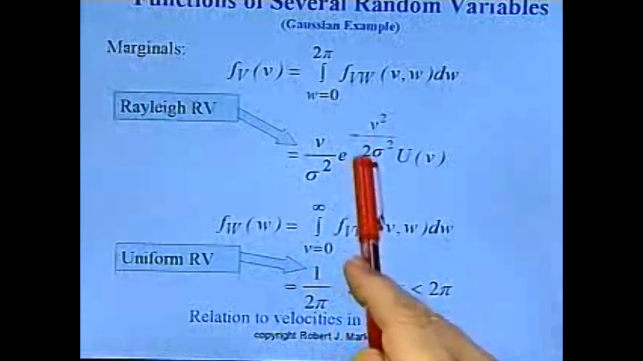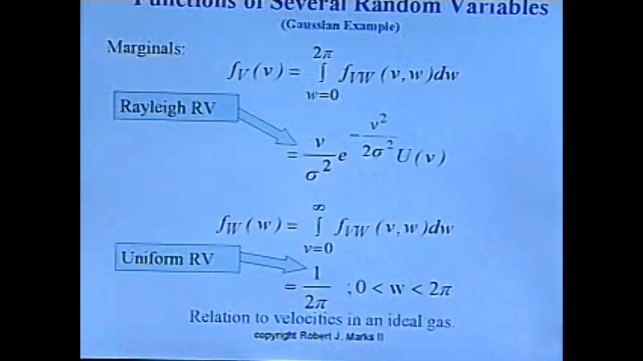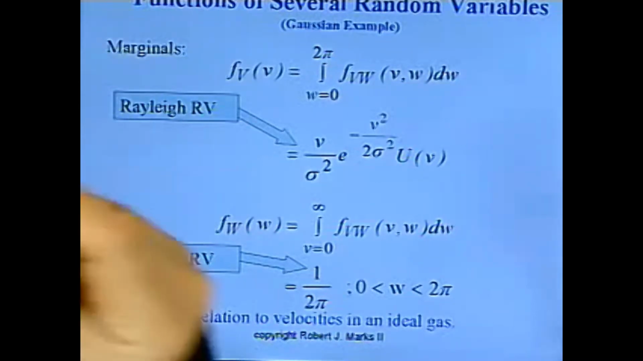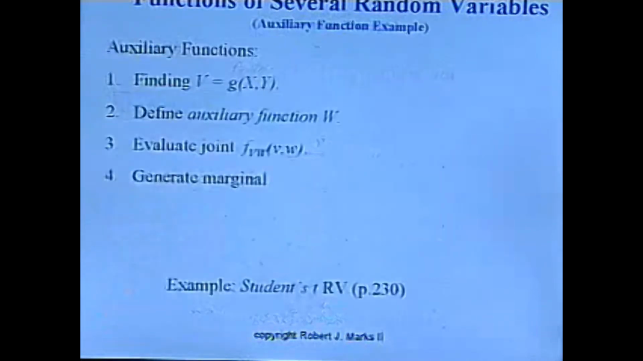If we were to multiply these two marginals together, we would obtain the joint density function, which means that the speed and the angle are independent. Doesn't it make sense that they're independent if x and y are independent? Shouldn't the speed and angle be independent, in the sense of having nothing to do with each other? Yeah, it does make sense. So therefore, the magnitude and the phase, the angle, are independent random variables also. Any questions on that?